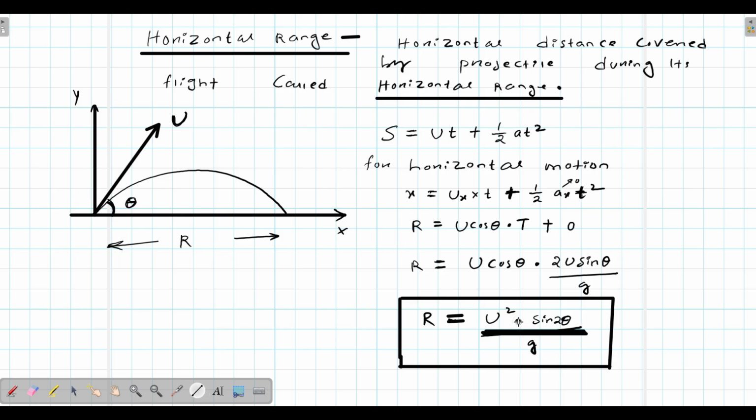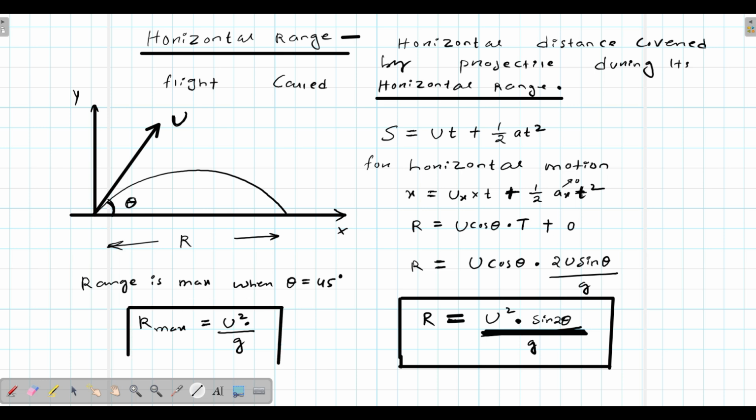So range is maximum when theta equals 45 degree. So maximum range equals to how much? Maximum range equals u square sine 2 into 45, that is sine 90, divided by g. So the maximum range is u square divided by g. That is the horizontal range.